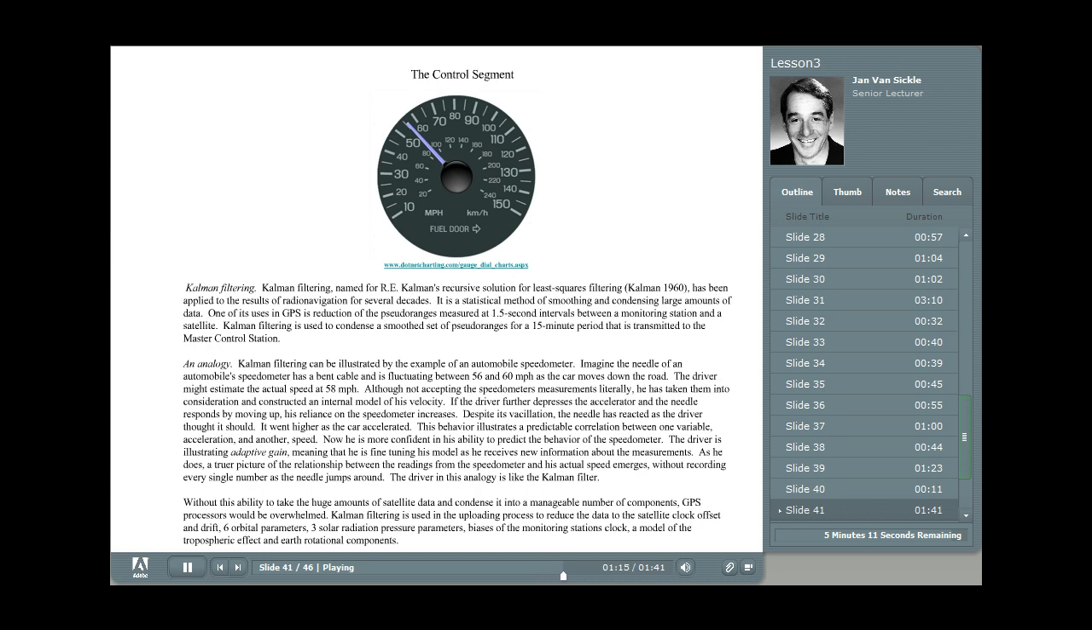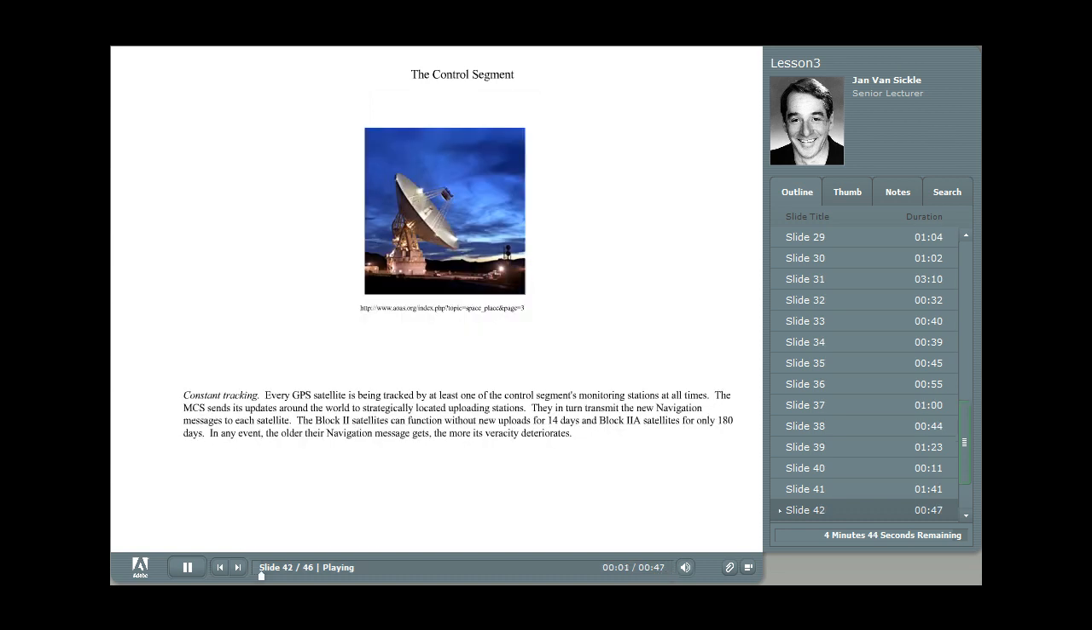This is a good analogy, I think, of how Kalman filtering works, and the concept is that when there's a very large amount of data, this strategy, this recursive solution, can be used to prevent the overwhelming of the processors by this blizzard of data. Kalman filtering is used really throughout GPS technology to make the most of the data that is received.